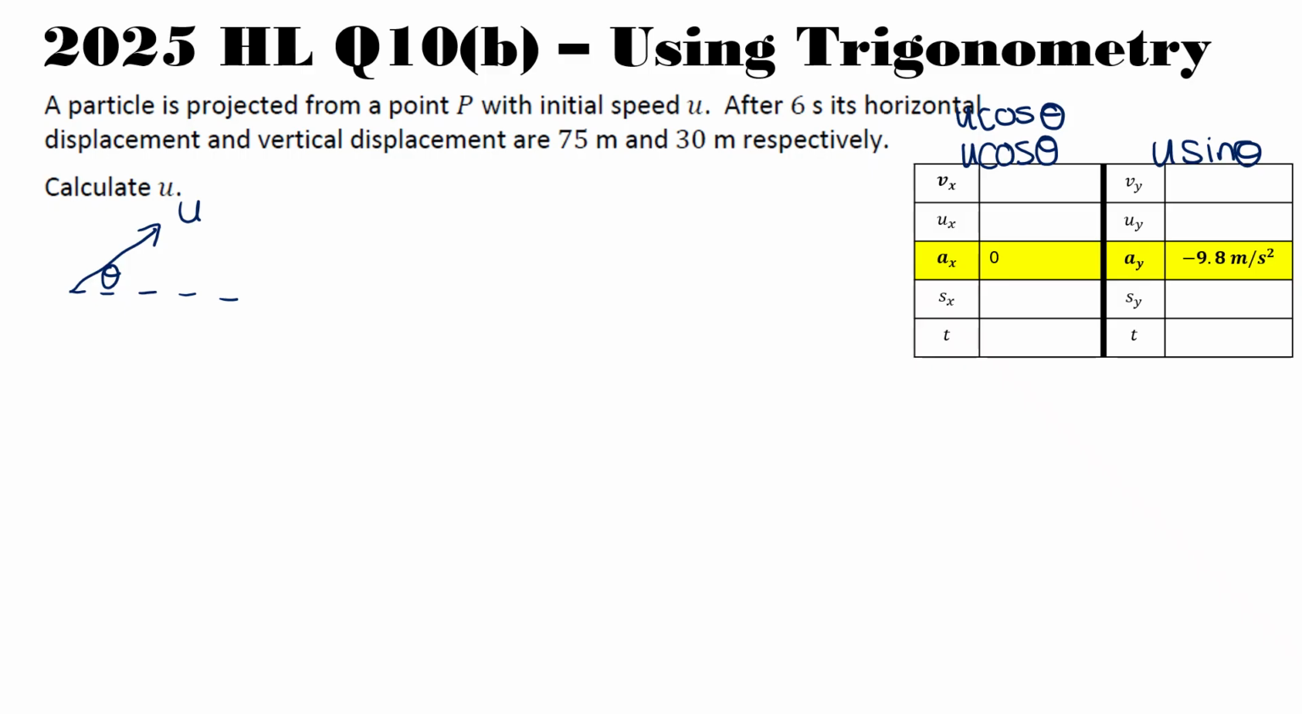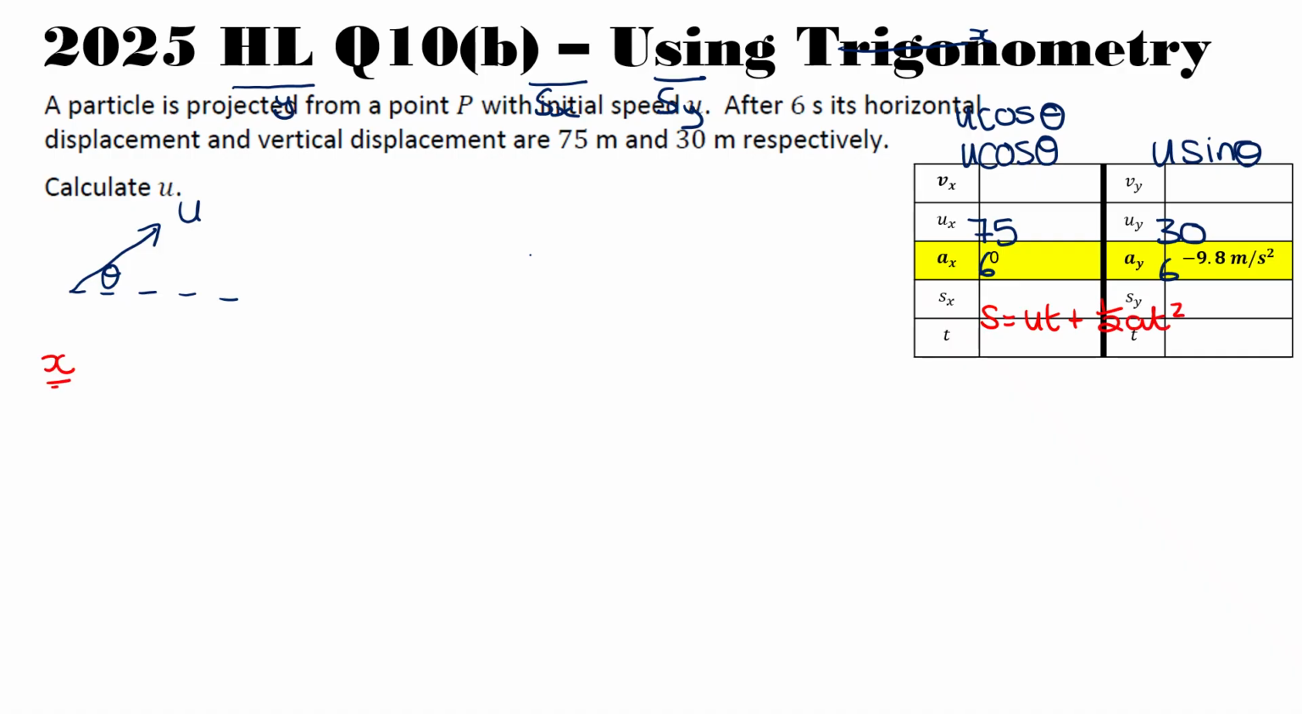Then it gives us two displacements. Horizontal displacement is the x direction, and vertical is the y. That means this is my sx and this is my sy. So there's my 75 and there's my 30, and we know that happens after 6 seconds. We're going to work with two directions and the same equation in both: S equals ut plus a half at squared.